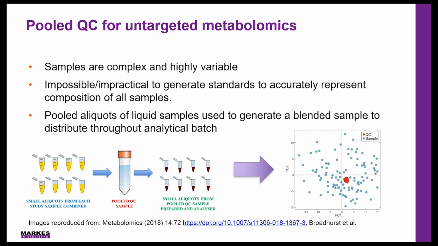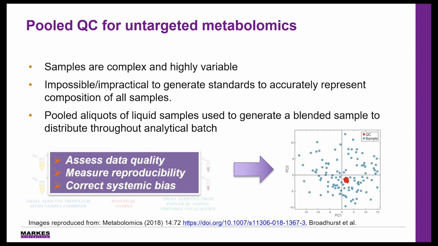The blended sample is then distributed throughout the batch, and during data processing, this can be seen clustered together in a principal component analysis, as you can see in red on the right-hand side. What this enables us to do is assess the data quality, measure the reproducibility, and correct for any systemic bias.